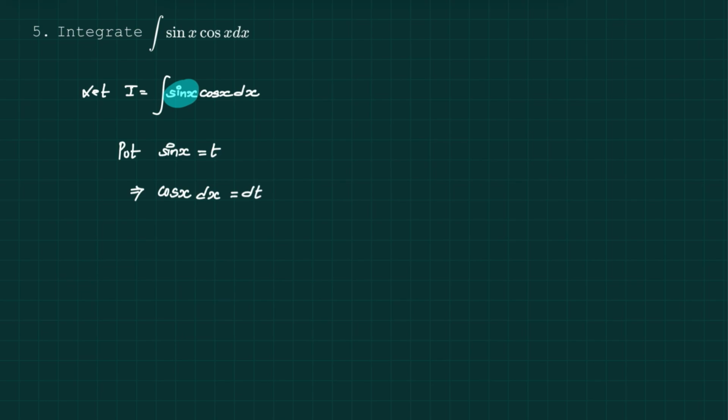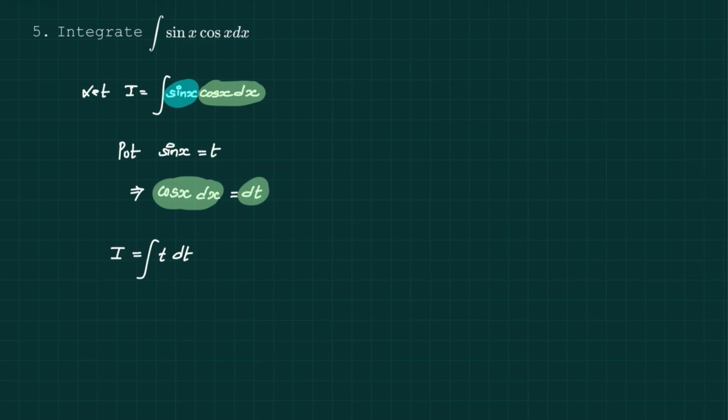So now if you see that cos x into dx equals to dt, and in the integral we have cos x into dx here. So that means I can replace sin x with t because that I have assumed, and in place of this cos x into dx I can write dt. So my integral will be simply t into dt. I hope you understood. Let me repeat again.